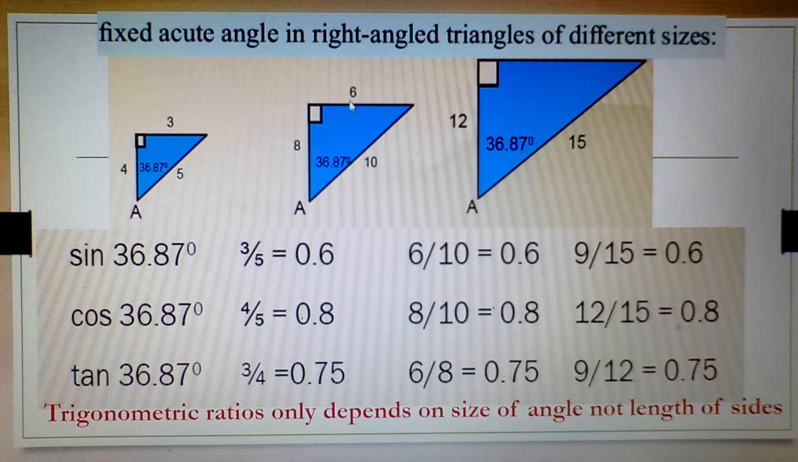So you can look at here, the size of the original one is 3, 4, 5. Here becomes 6, 8, 10. Here becomes another one. So I missed out one. Okay, 9.